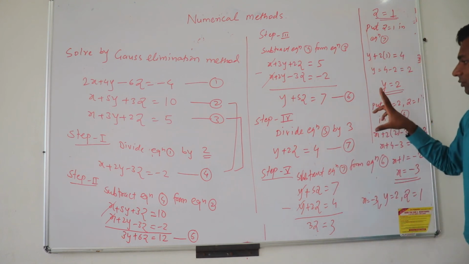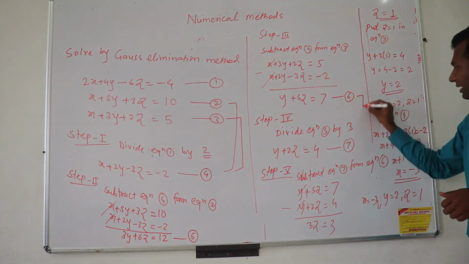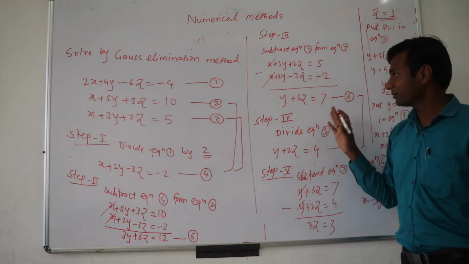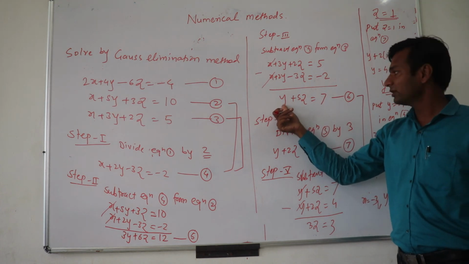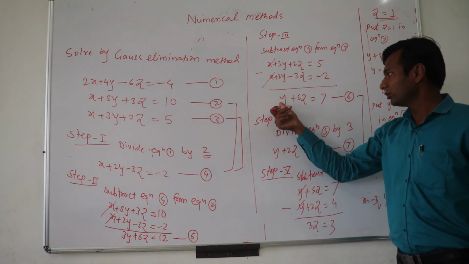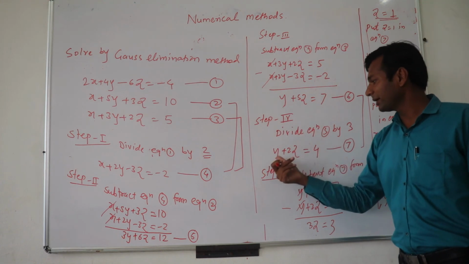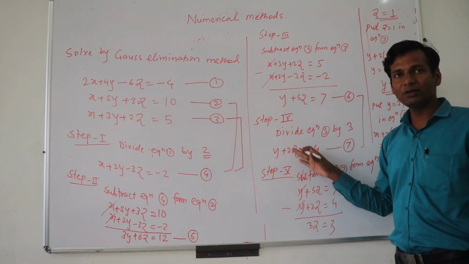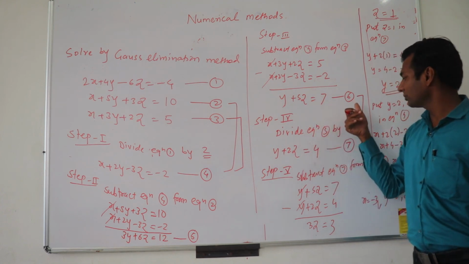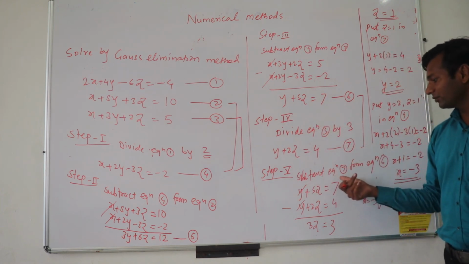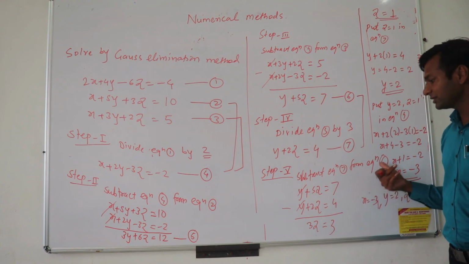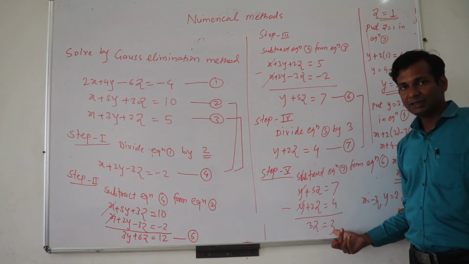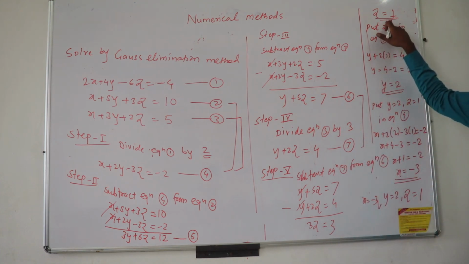Now we have to eliminate y from equation number 6 and 7. So for that we have to make the coefficient of y the same. Here it is already 1. If it is other than 1, suppose it is 2, then we multiply that equation by 2, then the coefficient becomes the same, then we subtract, but here it is already 1. So direct subtraction of equation number 6 and 7, that is, subtract equation 7 from equation 6. After subtracting, y is eliminated, we get 3z is equal to 3. Then z is equal to 1.